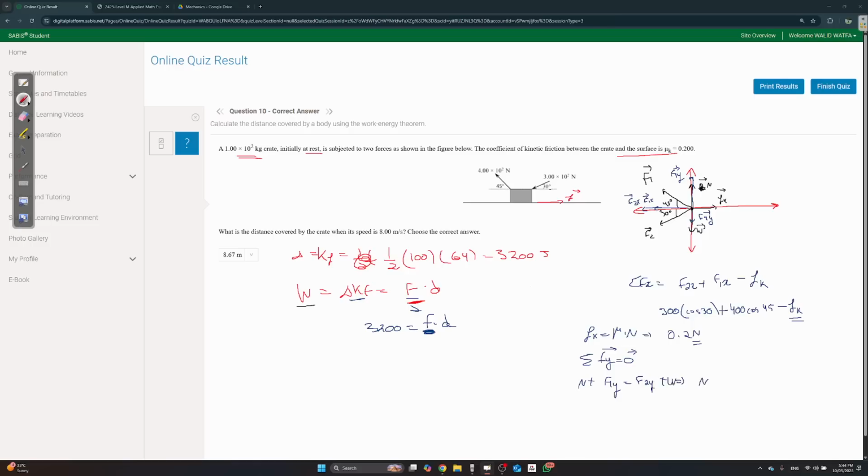How do we do it? N is going to be equal to F2y, which is over here. F2y is 300 times sine 30 plus the weight, which is the mass of the object, 100 times g, which is 10. Remember, W is equal to mg. This is why I did this. Okay, minus, because we took F1y to the other side, so minus F1y, which is 400 sine 45. I don't know why I put 400 here. This is supposed to be 300. Sorry, huh?